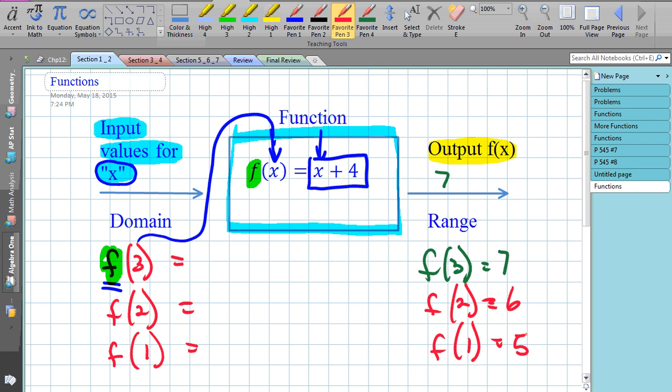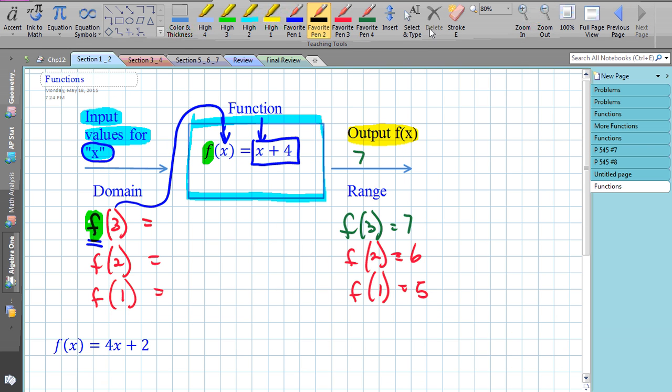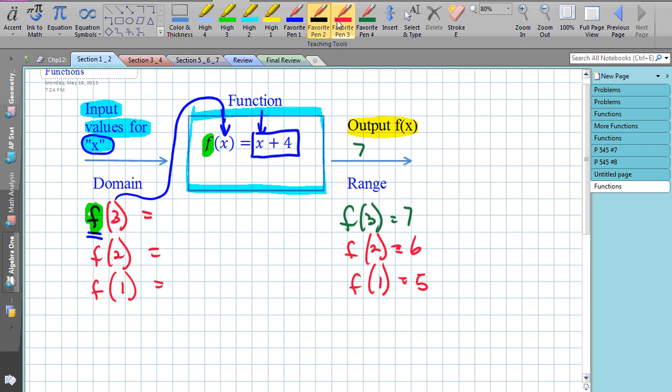The answer is 5. We don't have to plug in whole numbers. We can plug in decimals. We can plug in fractions. We can plug in negative numbers. Let's do a negative number here. So let me scroll this down. So I'm going to say, what is f of negative 5? If negative 5 is plugged into here, negative 5 plus 4 is a negative 1. So f of negative 5, the answer is negative 1.